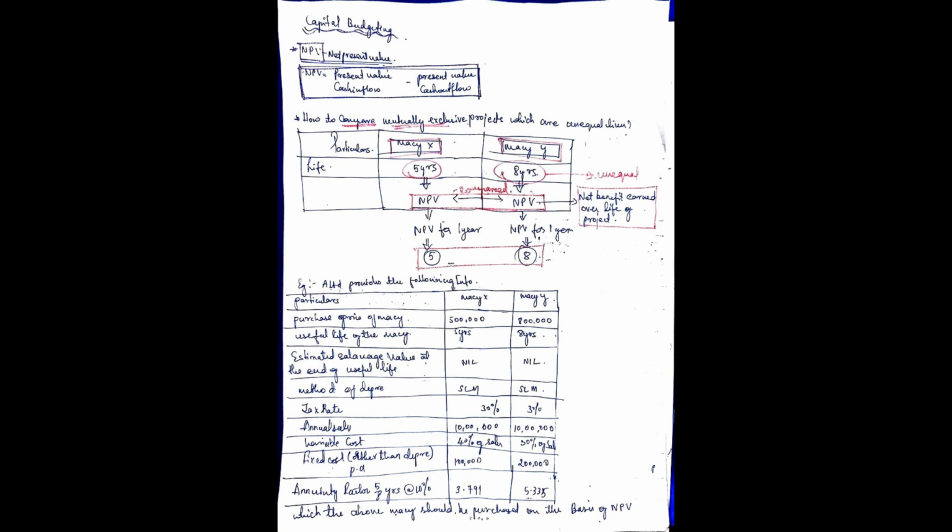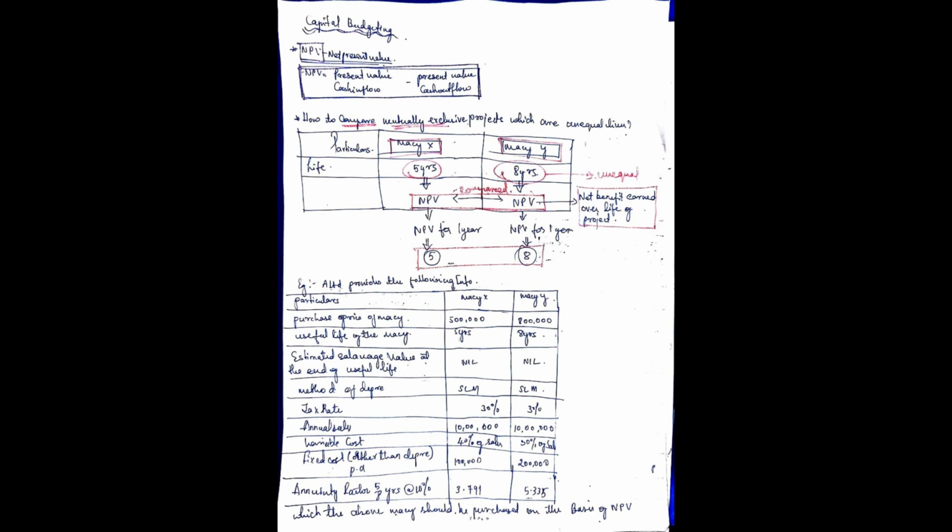So this NPV is a net benefit earned over the period of the project. So let's come to the example problem, that is particular machinery X and machinery Y. This is a question. Purchase price of machinery X was 5 lakh, machinery Y was 8 lakh.